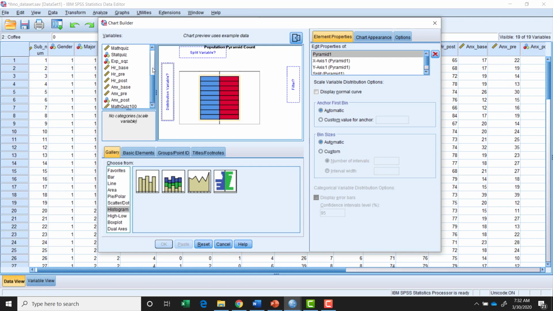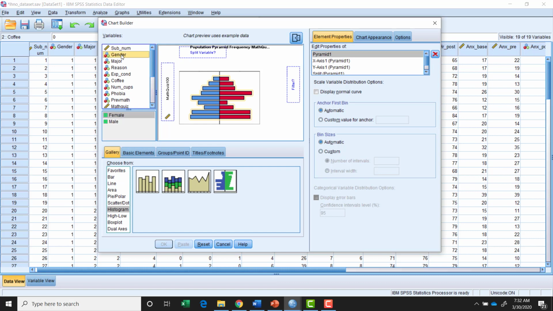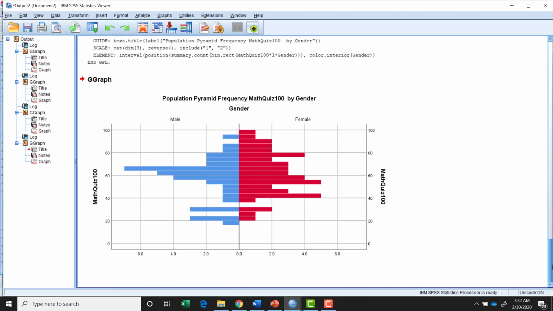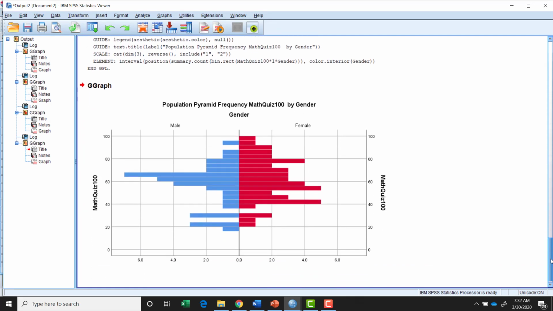We're going to say this is, again, Math Quiz 100. And our split variable is going to be gender. So we're going to look at the math quizzes by gender. And we're going to click OK. And we can see here there's not much difference. On the whole, females are doing a little bit better, but there's no great difference.